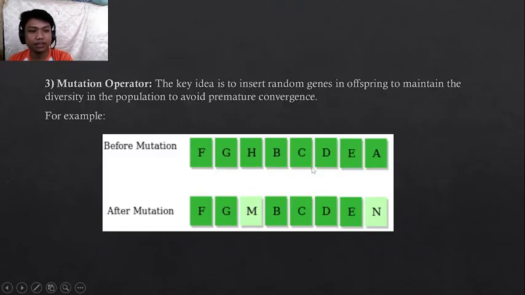Next, number 3, mutation operator. The key idea is to insert random genes in offspring to maintain the diversity in the population to avoid premature convergence. For example, before mutation the genes are F, G, H, B, C, D, E, A. After mutation, random genes are inserted to maintain diversity. So H is replaced with M, and A is replaced with N.